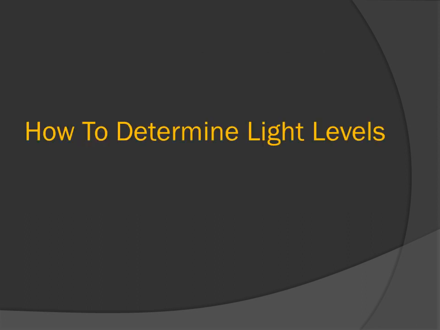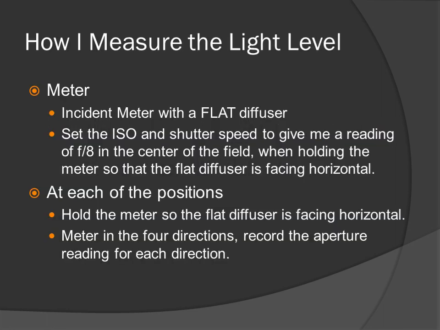How to determine light levels? I measure the light level using a meter. I use an incident meter with a flat diffuser. Set the ISO and shutter speed to give me a reading of f8 in the center of the field when holding the meter so that the flat diffuser is facing horizontal. At each of the positions, I hold the meter so that the flat diffuser is facing horizontal, and I meter in the 4 directions, recording the aperture reading for each direction.